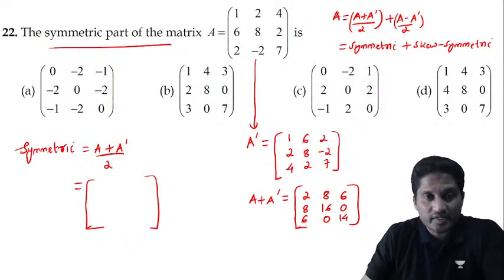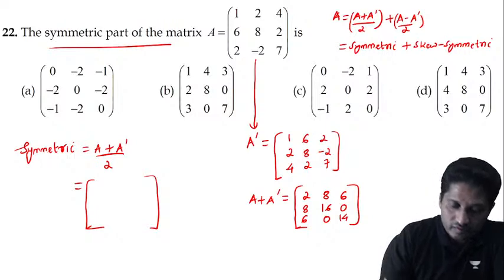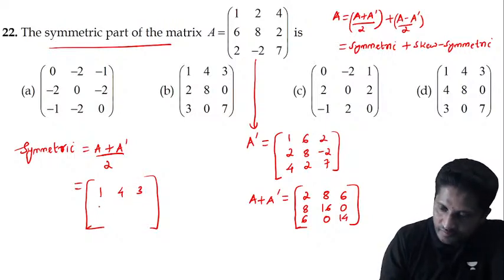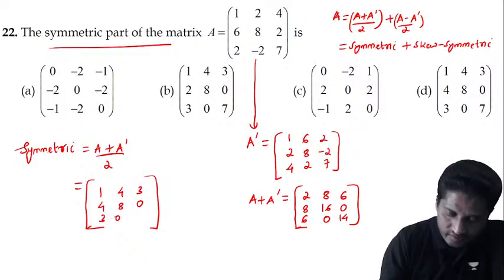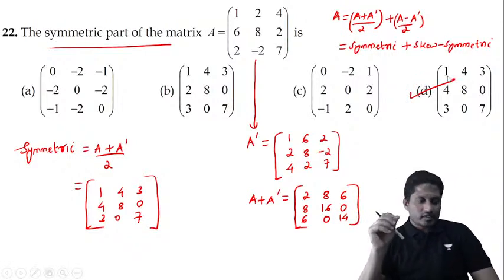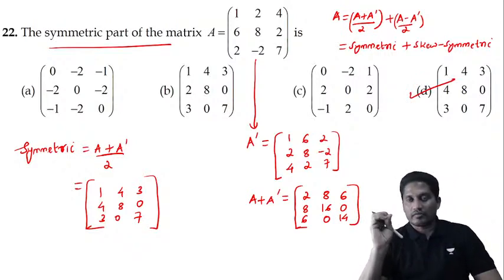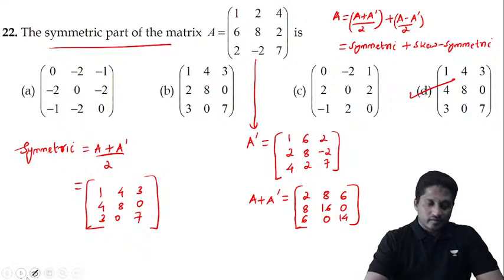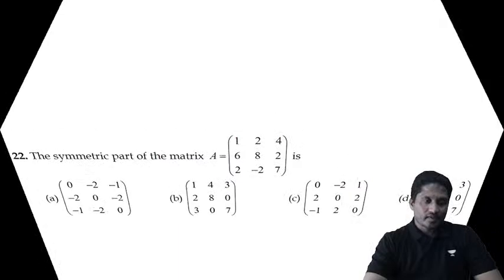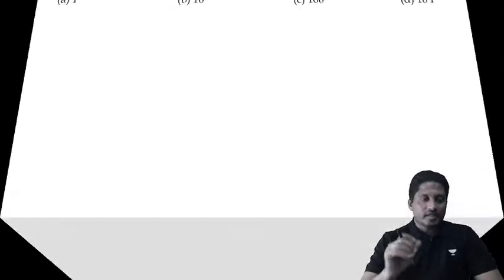Now if I take A plus A dash by 2, let us divide by 2. You will get 1, 4 and 3, and then you get 4, 8 and 0, and the last you get 3, 0, 7. Answer should be option D. A plus A dash by 2 is always symmetric. A minus A dash by 2 is always skew symmetric. Isn't it, guys? You do this in boards as well. Let's move to the next question.